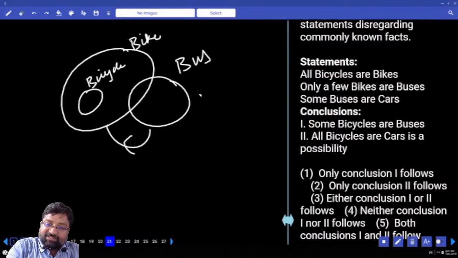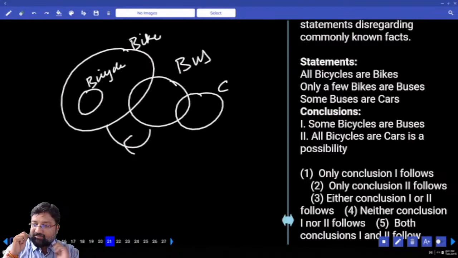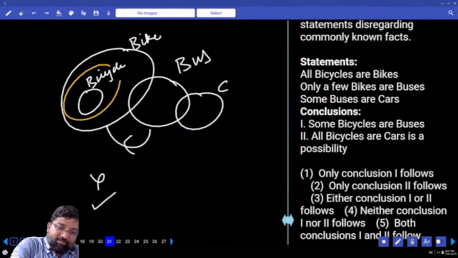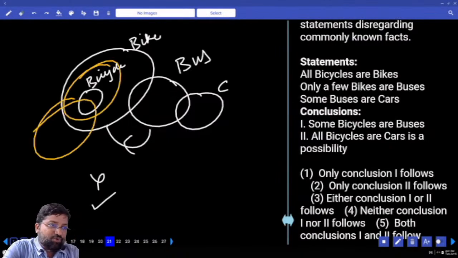Next is what? Some buses are. First one, some bicycles are buses. No. All bicycles are cars is a possibility. Can I take all the bicycles and put them inside cars? Yes. Or else I can also draw car around bicycles. That is not at all a problem for me. It is 100% a possibility. When car goes inside bicycle, you can bring bus like this. No problem at all.